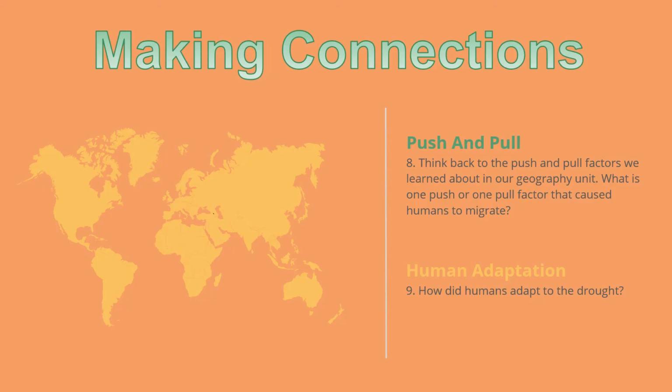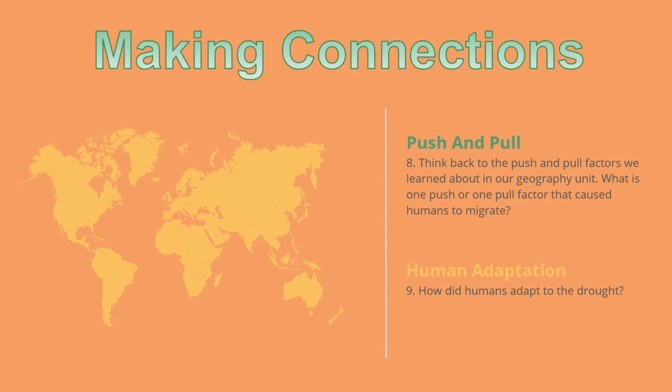You're going to flip your worksheet over and tie this into what we did learn in geography, because there's a reason they put that unit at the beginning. I want you to think back to the push and pull factors we learned about in our geography unit. What push factors cause people to migrate, and what pull factors cause people to migrate? What pushed them away from their home or pulled them away from their home? What is one push or one pull factor that caused humans to migrate in the Paleolithic era? Right, during this era. After you just looked at sources 1 and 2, what's one push or pull factor?